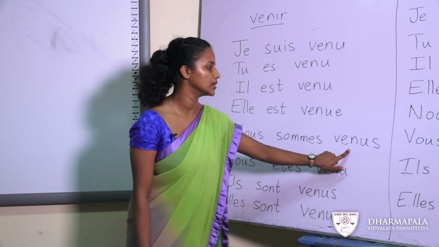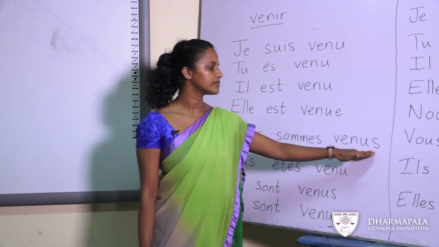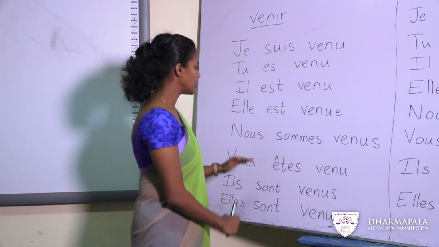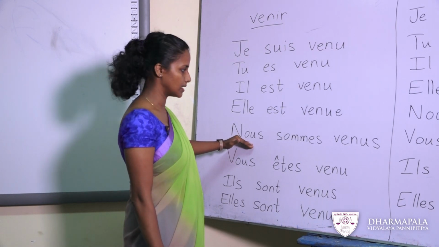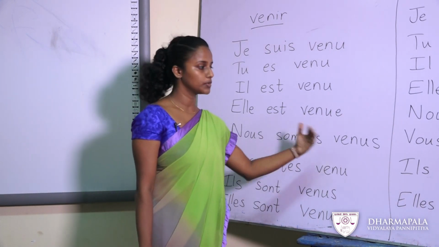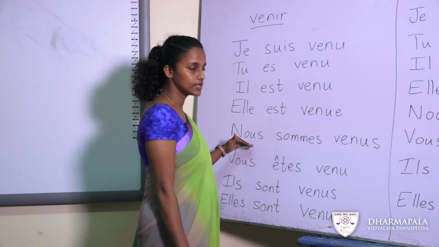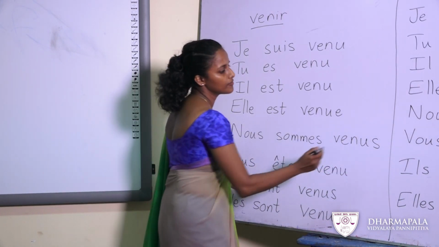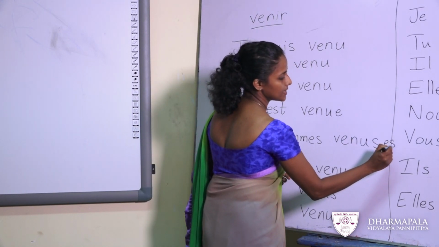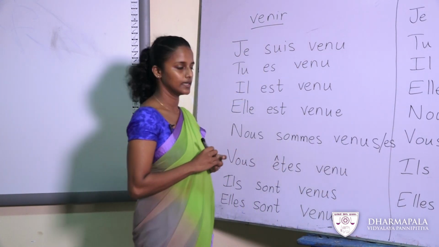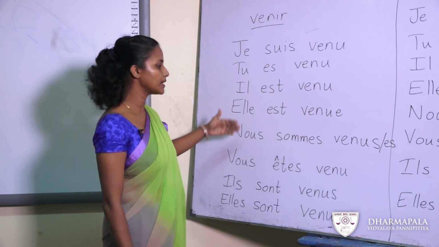Nous sommes venus. Here also I have written an extra S because nous is plural. If it's masculine plural, we have to add S. But if we know that this is feminine plural, we have to add ES. Both are possible according to the subject which we are talking about.